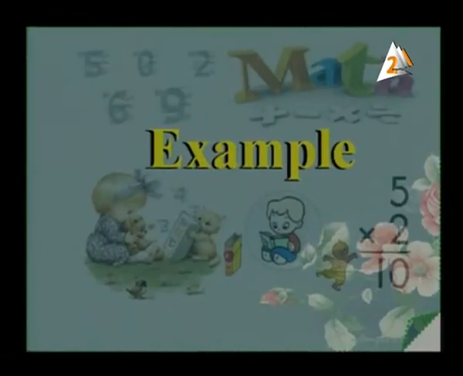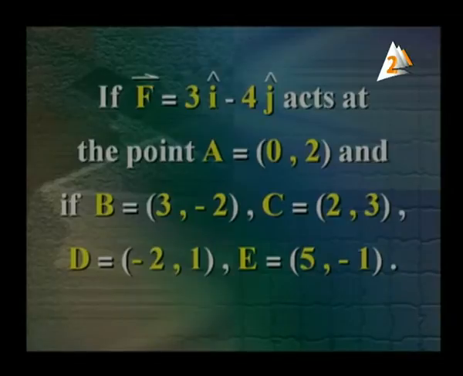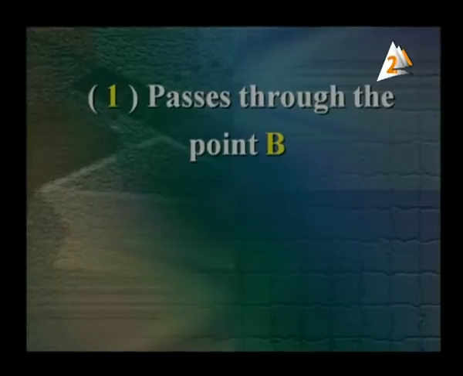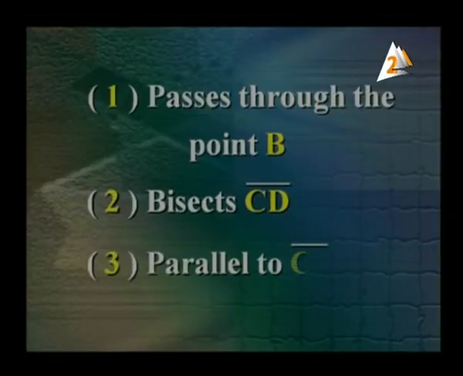Another one. If F equals 3I minus 4J acts at the points A (0, 2), B (3, minus 2), C (2, 3), D (negative 2, 1), and E (5, negative 1). Now prove that the line of action of F, number 1, passes through the point B, number 2, bisects CD, and last, is parallel to CE.